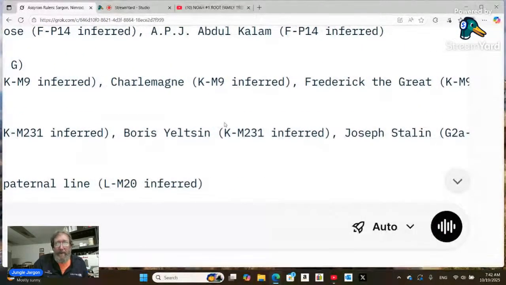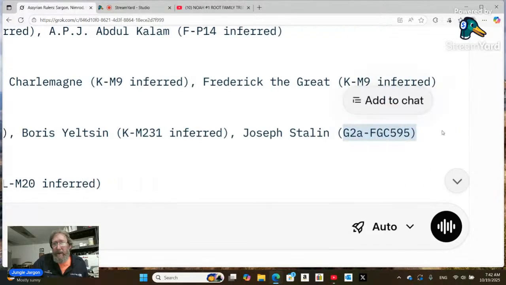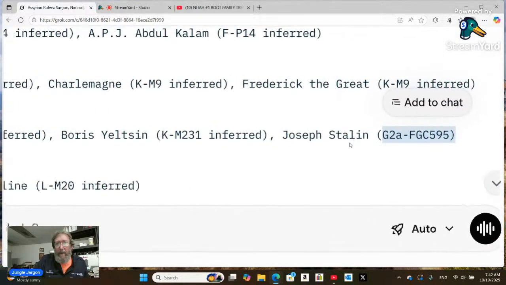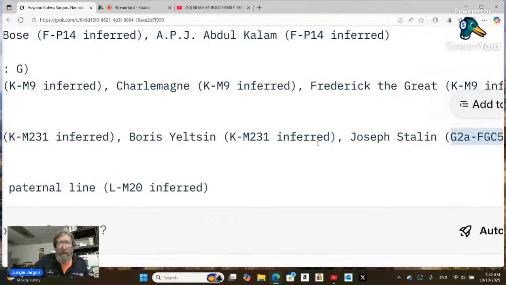And Joseph Stalin's not supposed to be here. I swapped it in my copy and paste. I took this, I put it back with the Syrians. So Joseph Stalin is a Syrian. Well, that's interesting.